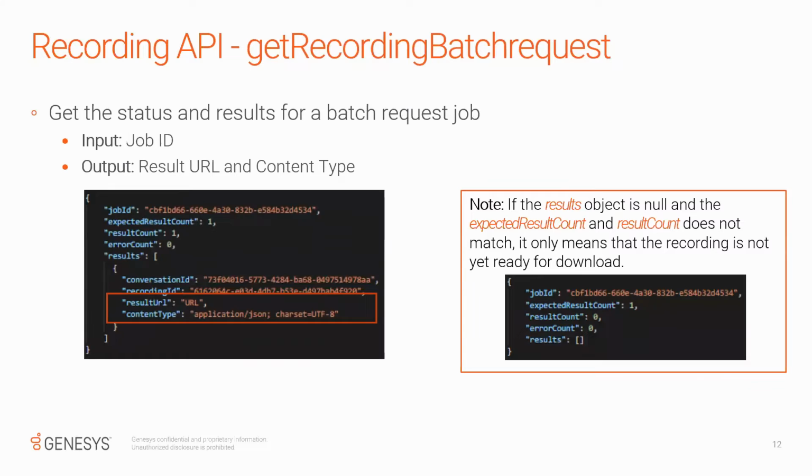And once we now have the job ID, we can now call the get recording batch request API. So this just gets the status and results of the batch request job. We would need the job ID for the input of this API, and then the output would be the result URL and the content type. Please also note that if you call this API and the expected result count and the result count do not match, and the results object is null, it only means that the recording is not yet ready for download.